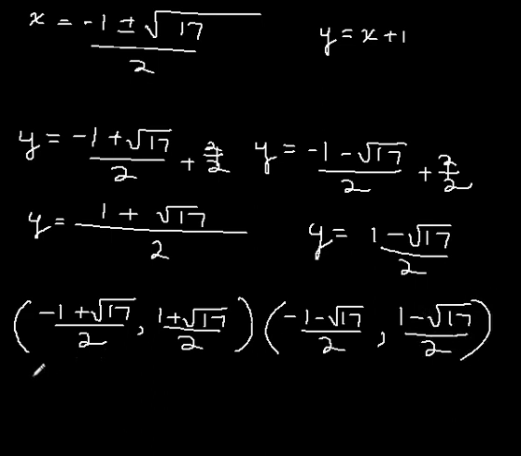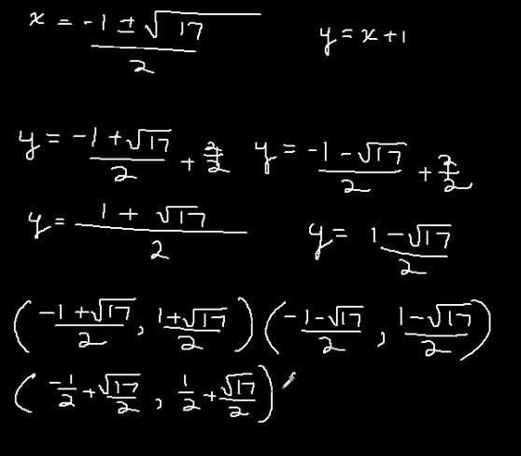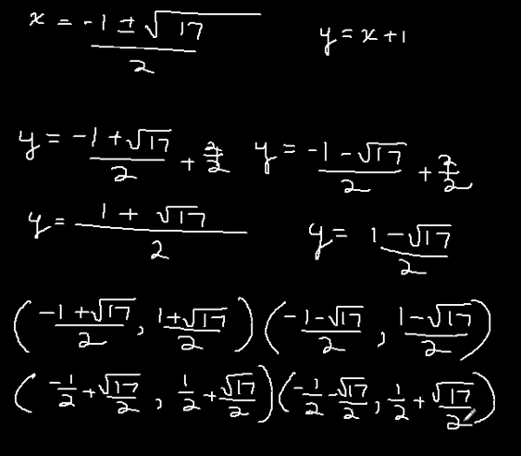In the book, I think they write it like this: minus 1/2 plus the square root of 17 over 2, and 1/2 plus the square root of 17 over 2, minus 1/2 minus the square root of 17 over 2, and 1/2 minus the square root of 17 over 2. That's it for lesson 86.